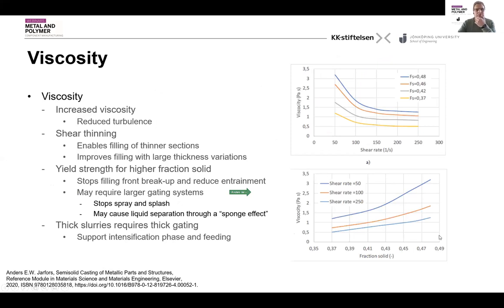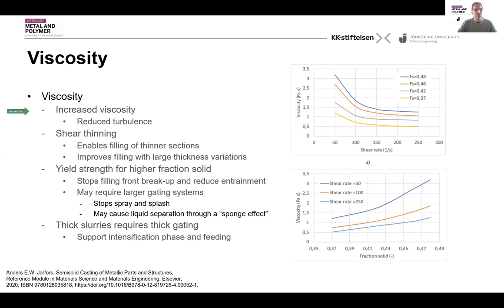Once you have made your slurry, there's a purpose of having a slurry. So the first main obvious purpose we have is to increase viscosity during filling. And that means turbulence is being reduced. And that means less gas entrainment and less issues with porosity in casting, which is the main enemy of casting.